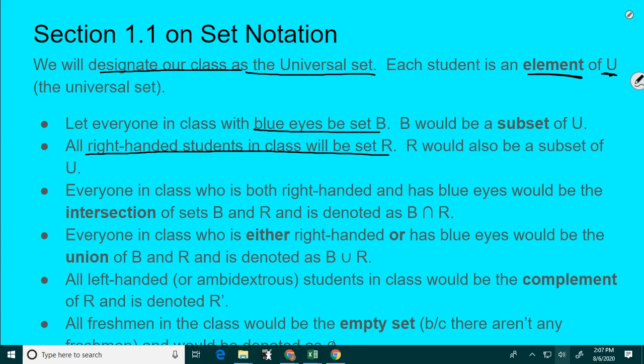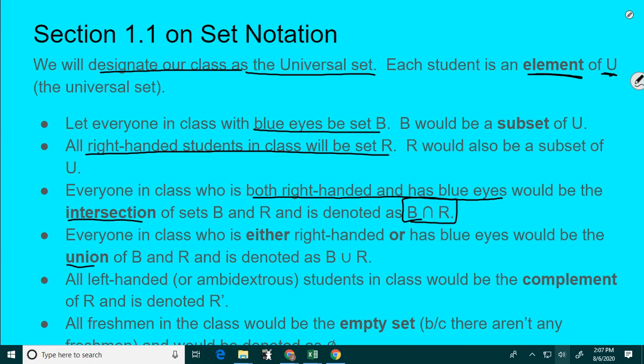Think about everybody who is both right-handed and has blue eyes. We call that the intersection of sets B and R. Important term there, intersection. We denote it with that little upside down U for intersection. That means both B and R: all the people who are both right-handed and have blue eyes. Might be a couple of you that are in that boat. So that's intersection.